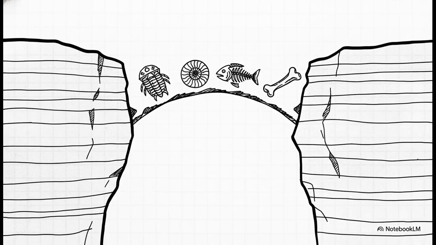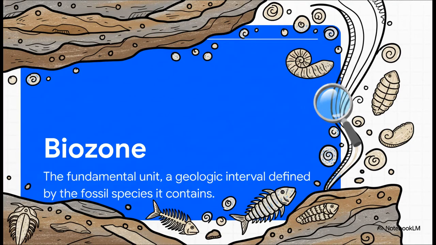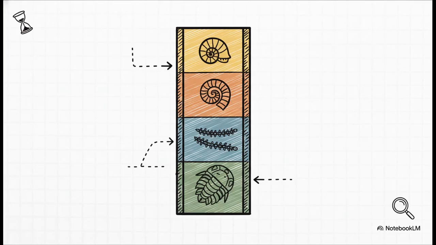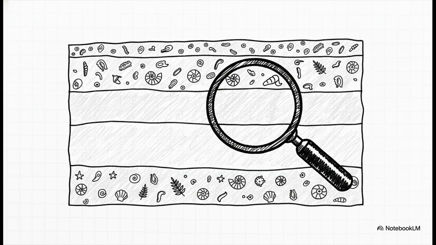So, to fill in these gaps, geologists become detectives. And their main clue? Fossils. These fossils create what's known as a biozone, a rock layer defined by the life it once held. Some fossils are amazing time markers. You find a trilobite, boom, you're in the Paleozoic era. Of course, sometimes you get a barren interval, a layer with no fossils.